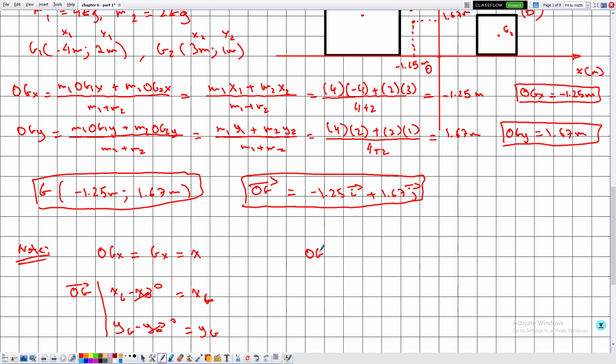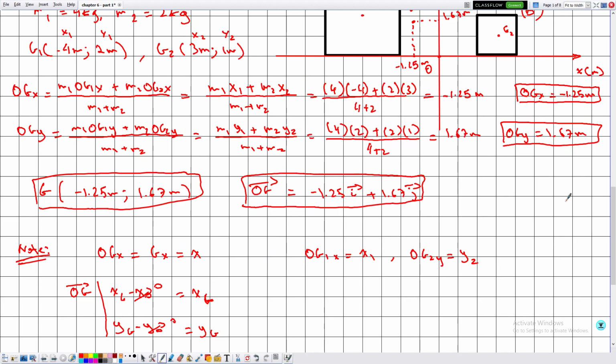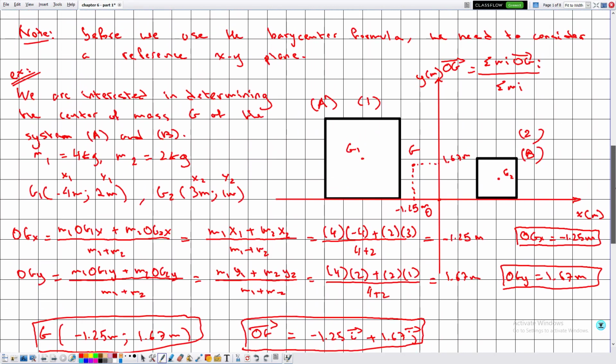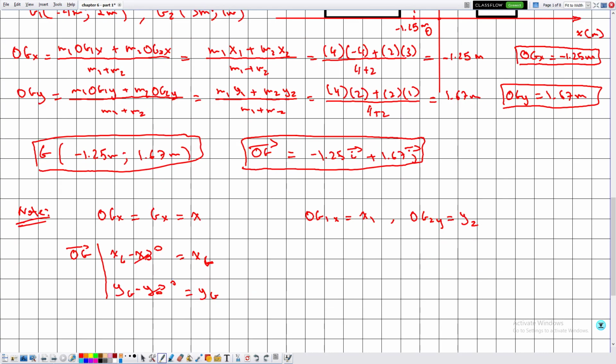Okay, and I have represented these points as, in the case of OG1 x, this is x1, and say for example OG2 y, this is given by y2, because simply we have started with the origin as a point of application. Okay, so as you can see, the formula is very straightforward. Let's also consider another example.